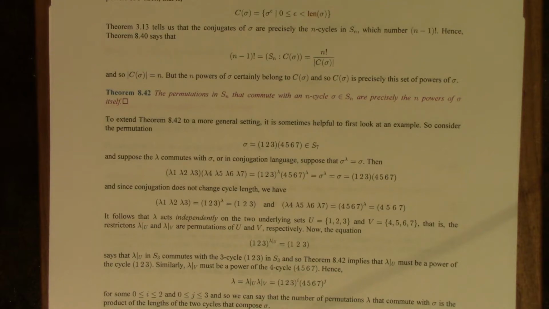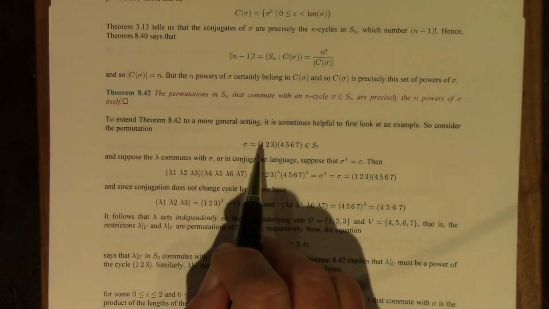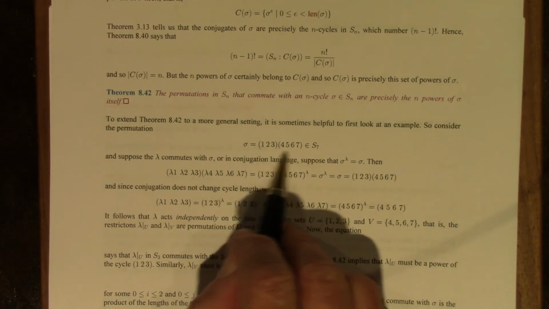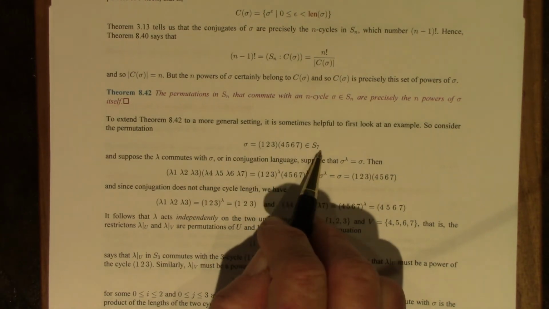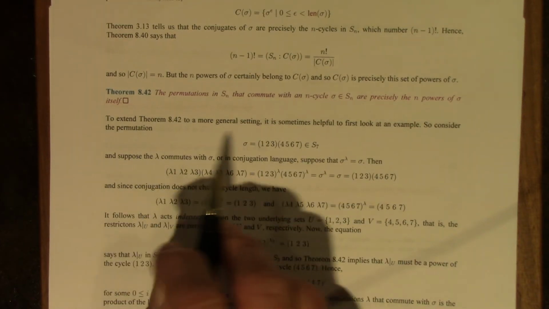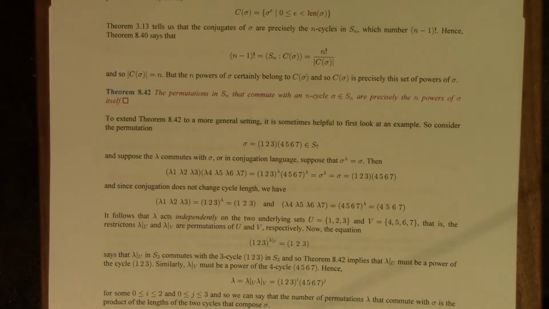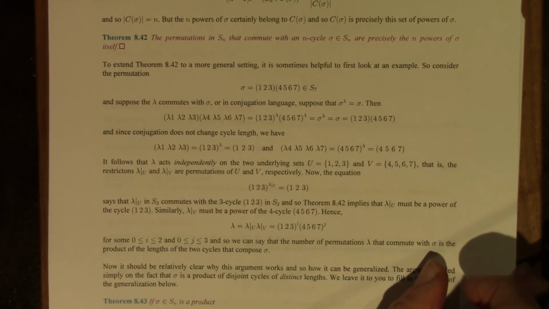it's helpful, as it often is, to first look at an example. So let's consider this permutation. It's not an n-cycle. It lies in S7. And suppose that lambda should commute with sigma. What can we learn about lambda?